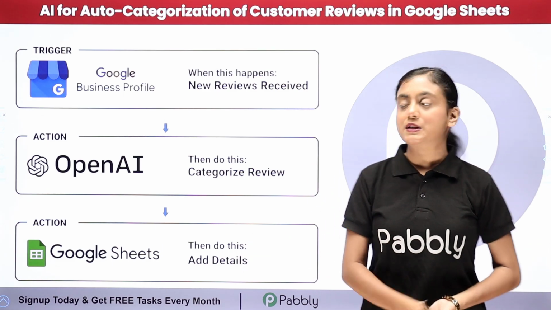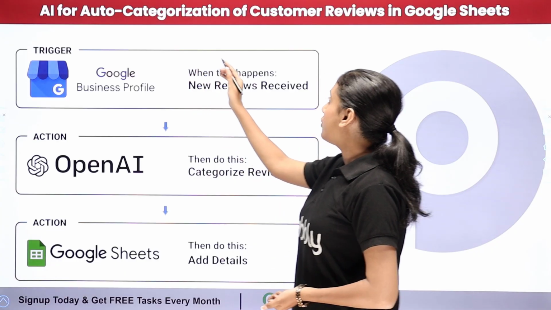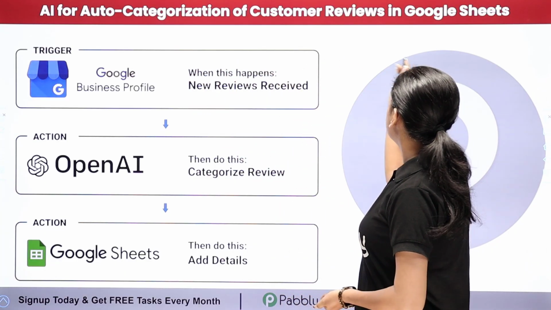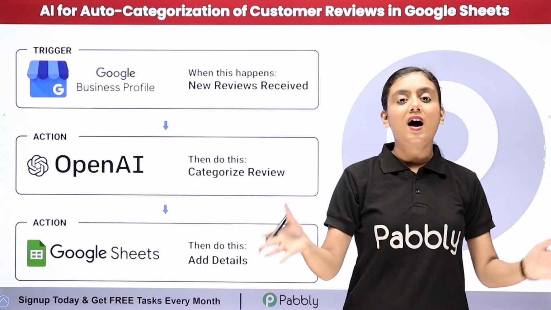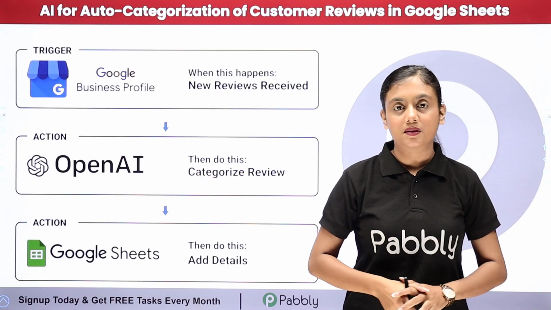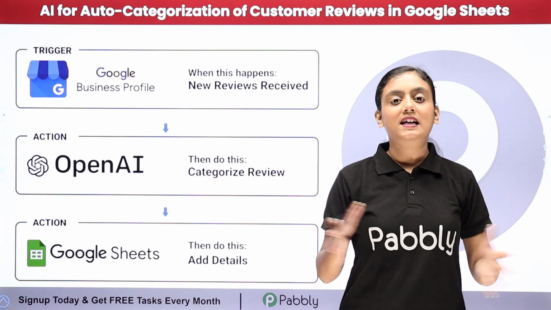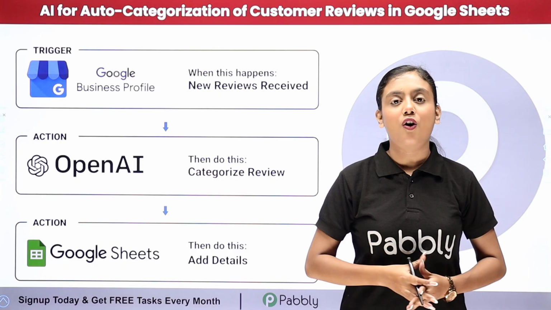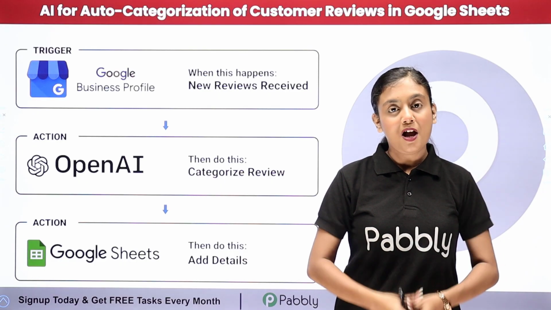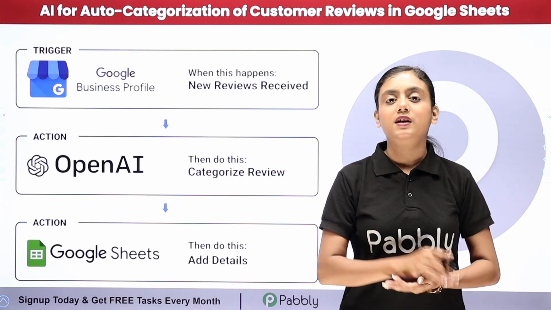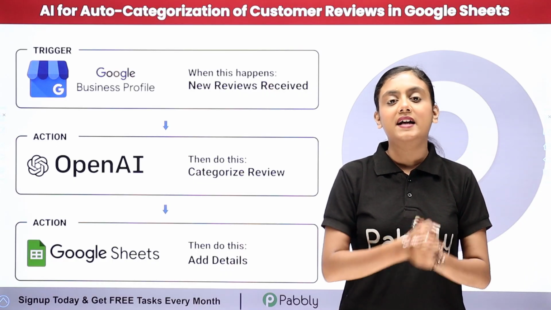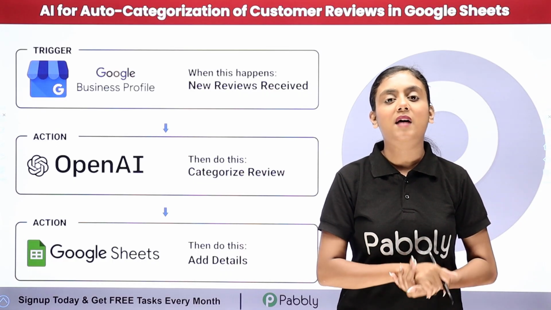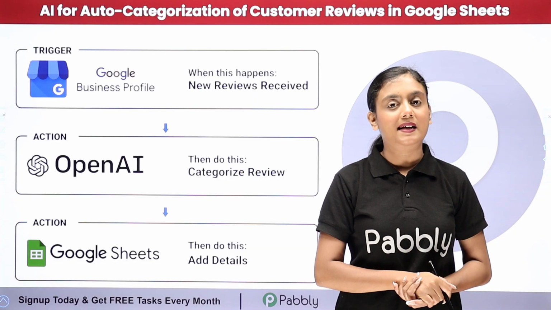In this video, we are going to learn how to use AI for auto-categorization of customer reviews in Google Sheets. So, I am an owner of an online fashion apparel store business and I manage the reviews of my business on my Google business profile. Over here, whenever I receive a new review, I have to categorize each one of them, and doing that manually is a very time-consuming and hectic task.